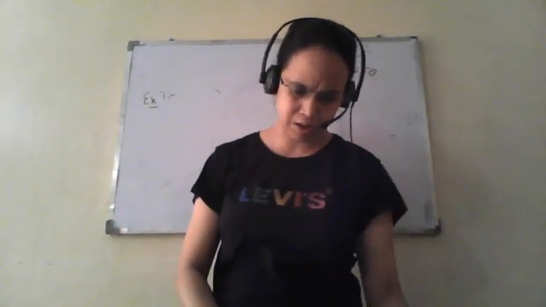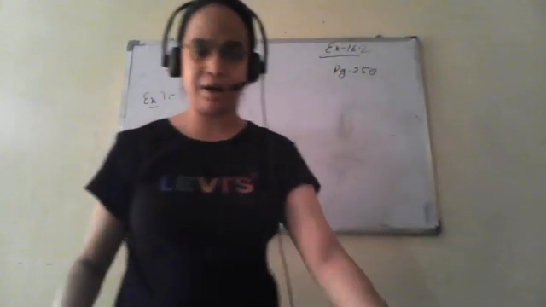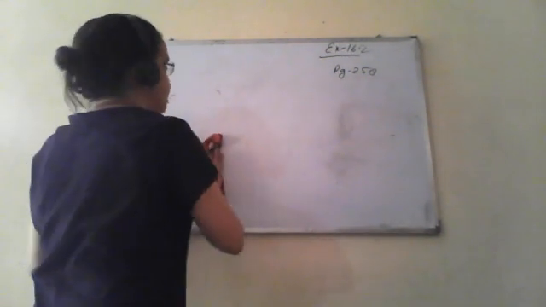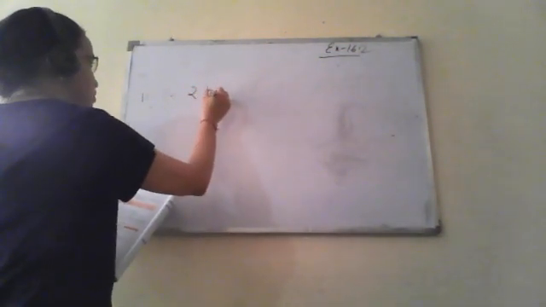Divisibility by 3. This is very simple. You can do it on your own. Now we are directly taking exercise 16.2. Okay. Now question 1. We have 2, 1, y, 5.